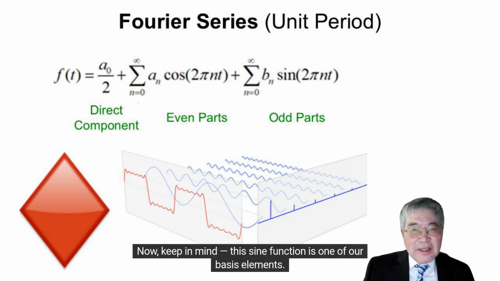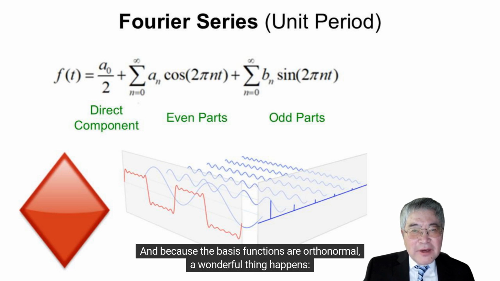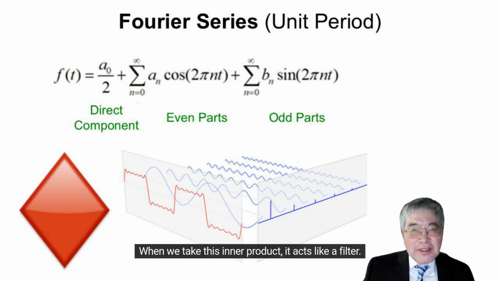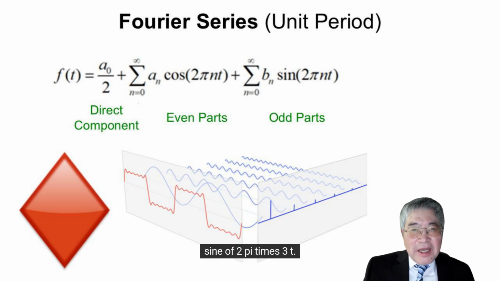Now keep in mind, this sine function is one of our basis elements. It's a fixed, known waveform. The function f of t is the one we're analyzing. And because the basis functions are orthonormal, a wonderful thing happens. When we take this inner product, it acts like a filter. It scans across the entire Fourier series of f of t and picks out just the piece that exactly matches sine of 2 pi times 3t.